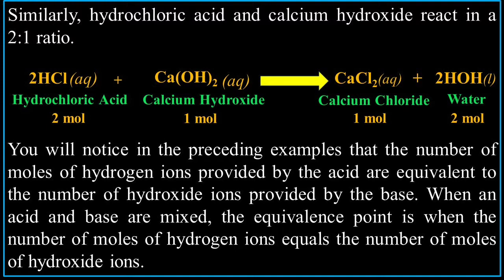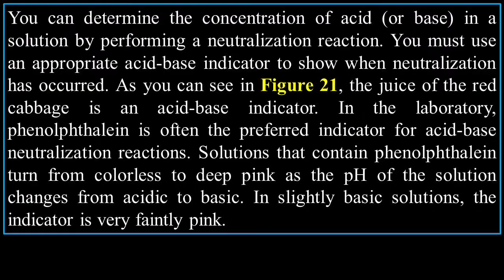of water. You will notice in the preceding examples that the number of moles of hydrogen ions provided by the acid are equivalent to the number of hydroxide ions provided by the base. When an acid and base are mixed, the equivalence point is when the number of moles of hydrogen ions equals the number of moles of hydroxide ions. You can determine the concentration of acid or base in a solution by performing a neutralization reaction. You must use an appropriate acid-base indicator to show when neutralization has occurred.